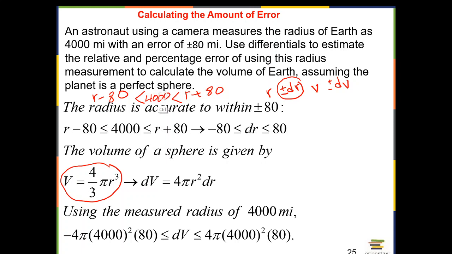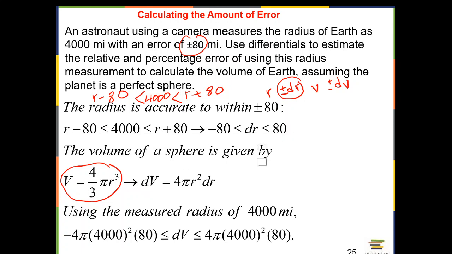So now, these are of course dr's, and that would be 80 and negative 80, right? So from here, we know dr has to be between negative 80 and 80. And we are given that actually. So that's our dr. All right, now the volume equals that.